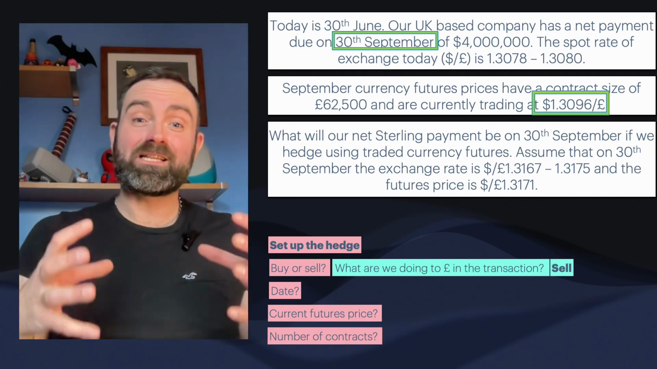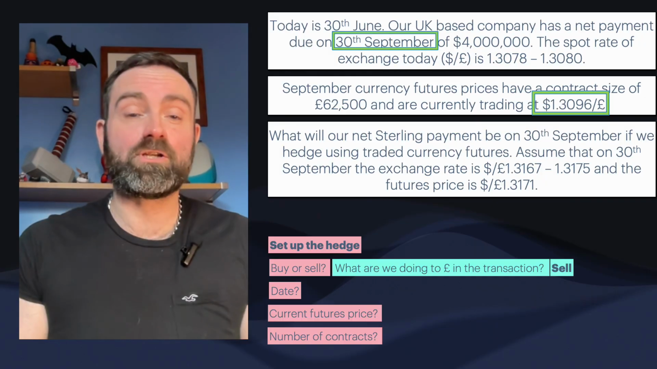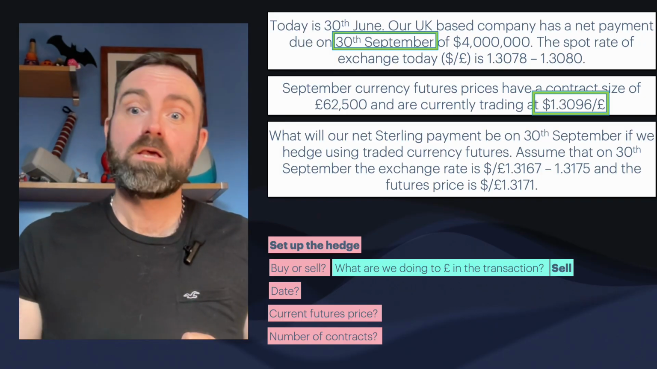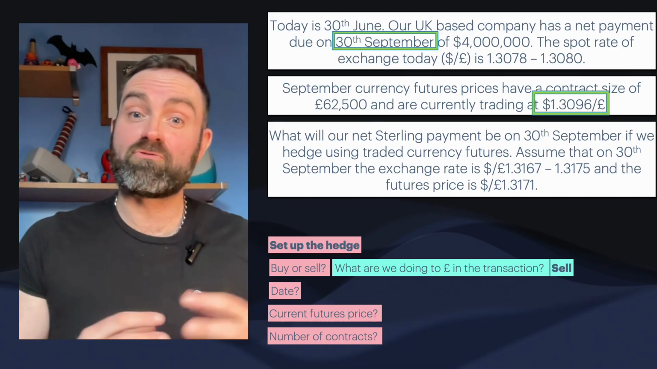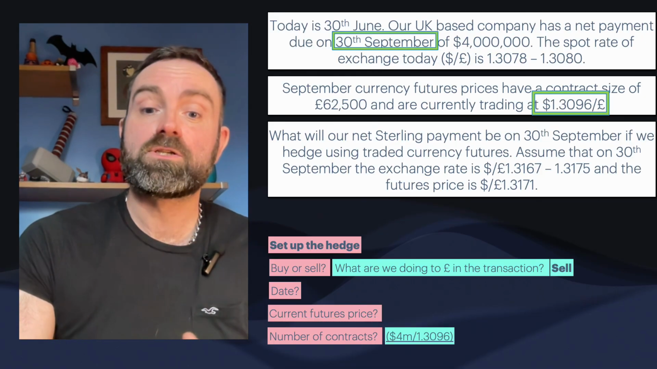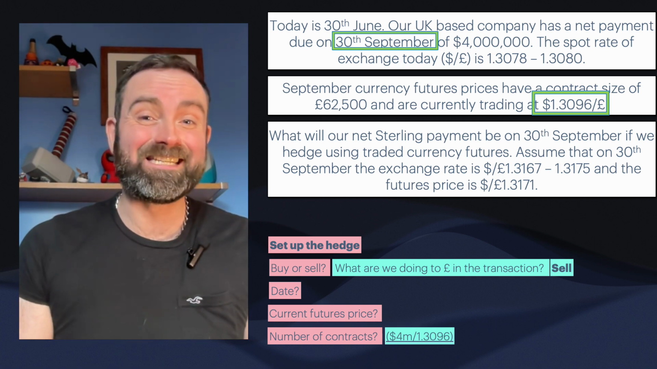First up, take the transaction that we are trying to cover. So in this case, the $4 million, and translate that into sterling. The way we do that is we use the exchange rate that you've just identified as the current futures price. So take the $4 million and divide it by that 130.96.